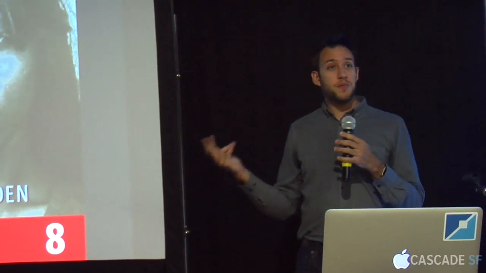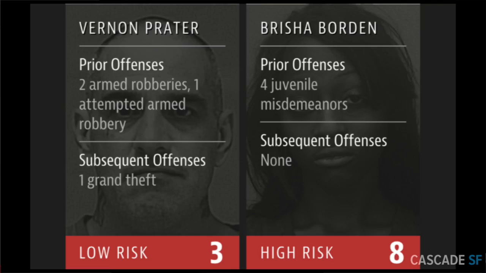They both had 3 prior offenses. Brisha, high risk, 8. Vernon Prater, low risk, 3. Turns out, however, Vernon Prater's prior offenses were 2 armed robberies and 1 attempted armed robbery, and he served 5 years in jail before that shoplifting. Brisha has 3 other juvenile misdemeanors that were all really quite benign.